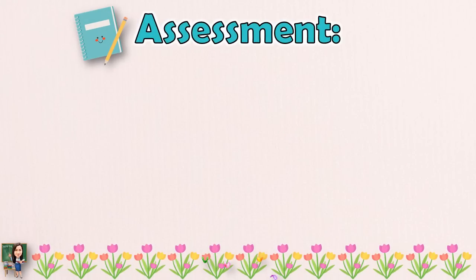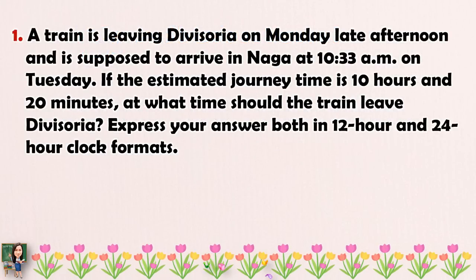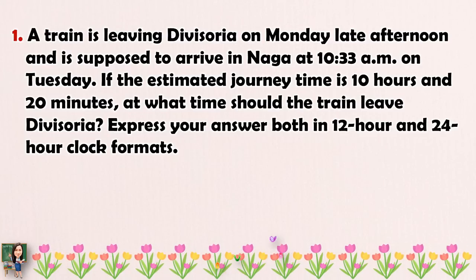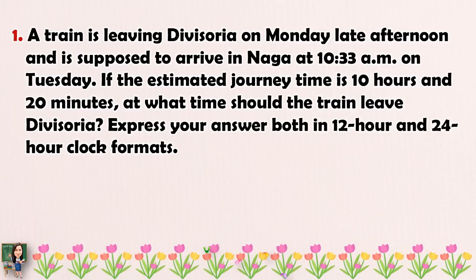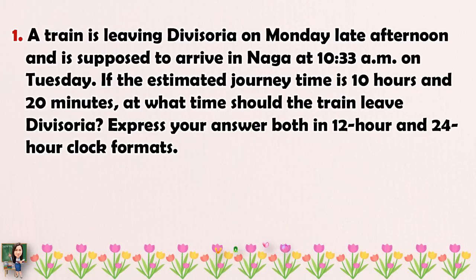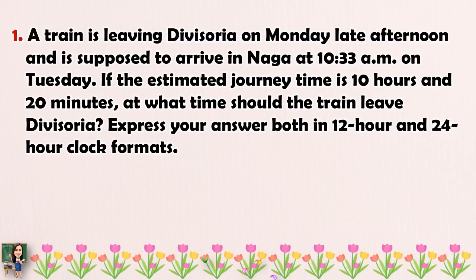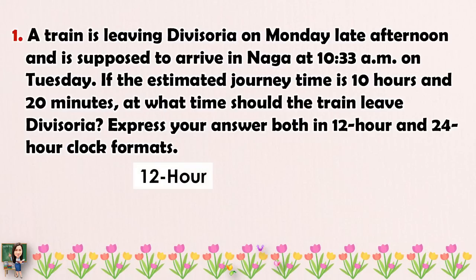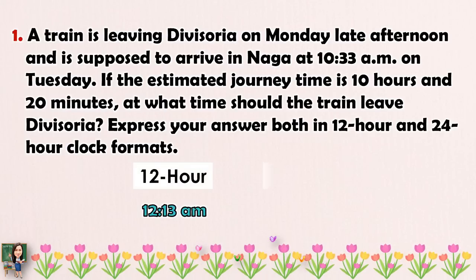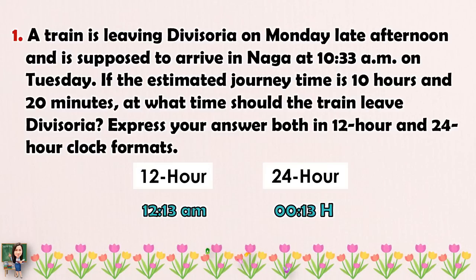Now for the assessment, solve the following word problems. Number 1. A train is leaving Divisoria on Monday late afternoon and is supposed to arrive in Naga at 10:33 a.m. on Tuesday. If the estimated journey time is 10 hours and 20 minutes, at what time should the train leave Divisoria? Express your answer both in 12-hour and 24-hour clock formats. In 12-hour, the time is 12:13 a.m. And in 24-hour, the time is 0013 hours.